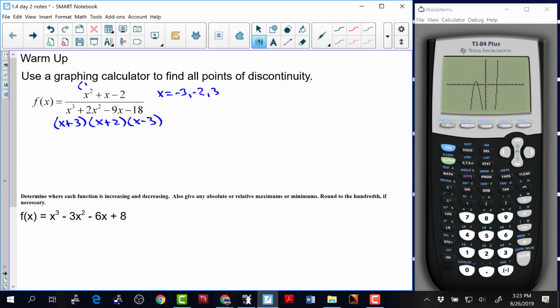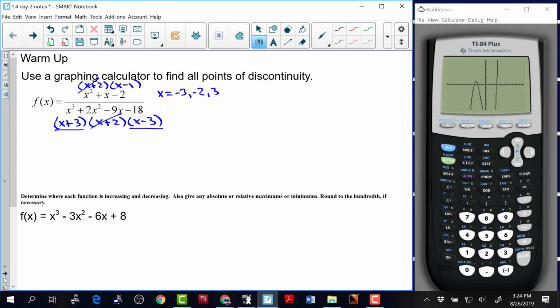The numerator has x plus 2 and x minus 1. So we see we have a hole at x equals -2, and we have infinite discontinuities or vertical asymptotes at 3 and -3.